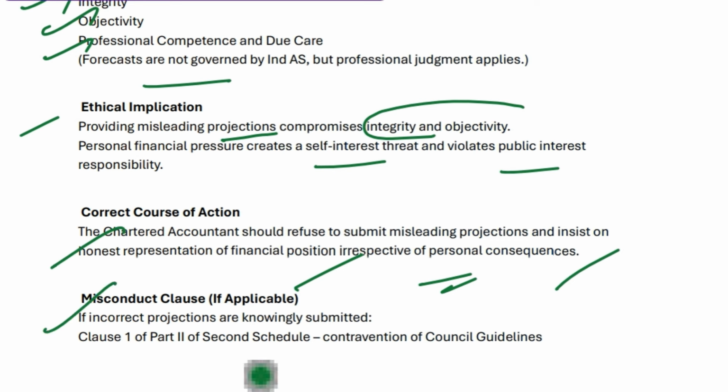Misconduct clause here: if you give the incorrect projection, then you will be guilty under clause number 1 of Part 2 of the Second Schedule. This is the contravention of the Council guidelines, right?